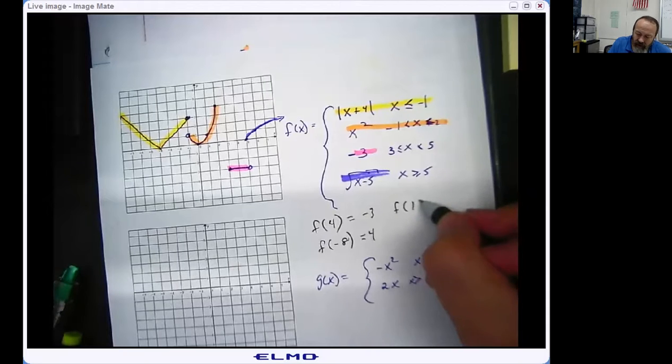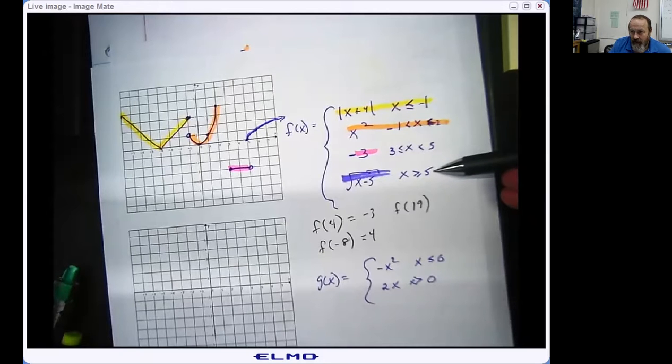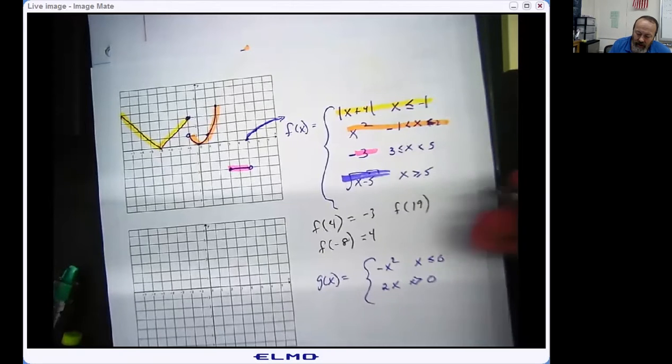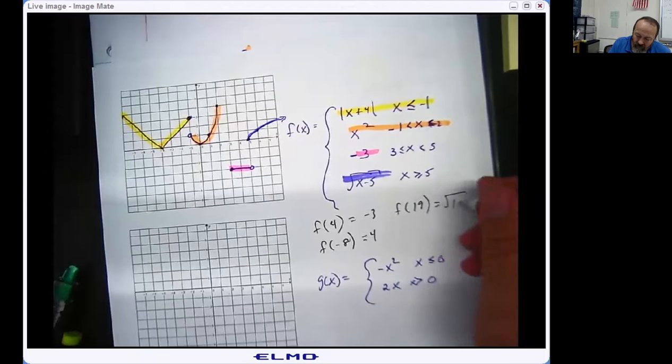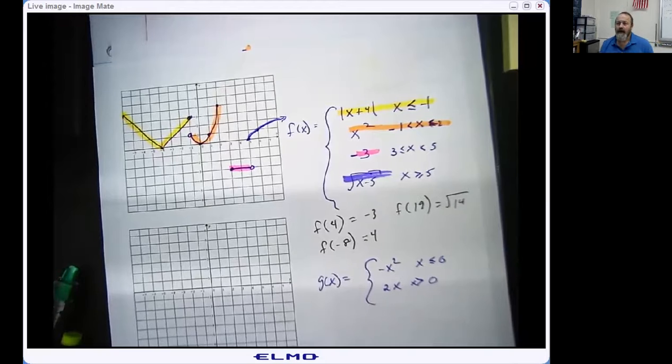F of 19 doesn't exist in this region. It's all the way down here. It's a value that's significantly above the number 5. So if I plugged in 19, I would get the square root of 14. So you really have to look and pay very, very close attention to which equation you're looking at.